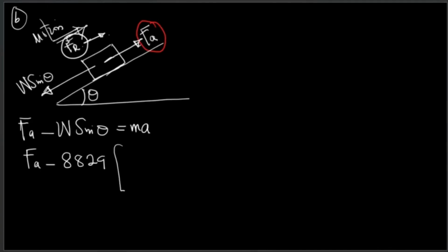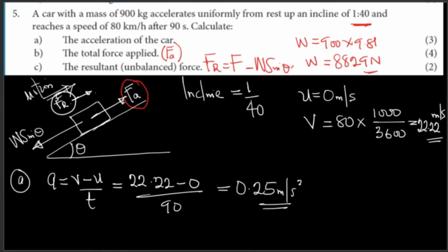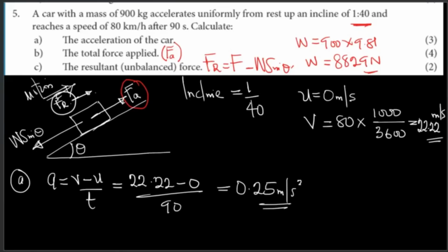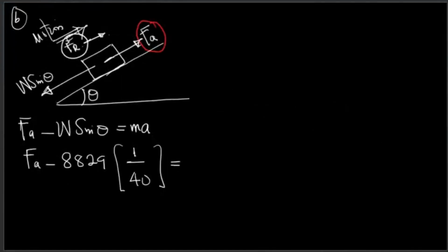We are going to replace sine theta with 1 over 40, right? Is it 1 over 40 or 1 over 4? 1 over 40, equals to the mass, which is 900, multiplied by the acceleration, which is what? 0.25.